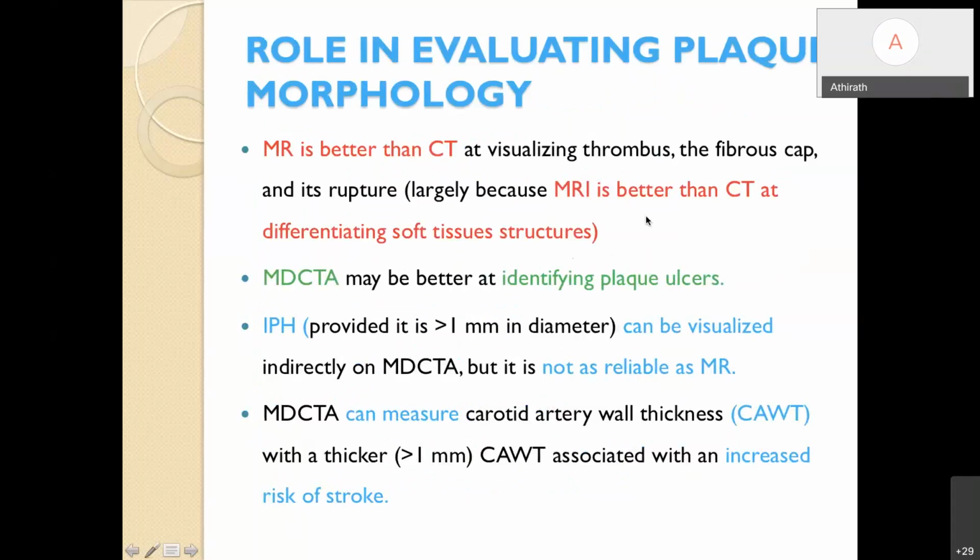Role in evaluating plaque morphology. As I've told you in the previous class, CT is not very useful in evaluating plaque morphology. MRI is better than CT. The only thing you can know about a plaque is that it helps us in identifying plaque ulcers. Certain other indications will be there where you can identify carotid artery wall thickness, where you can suspect an increased risk of stroke.